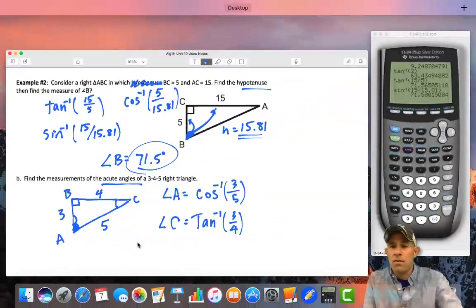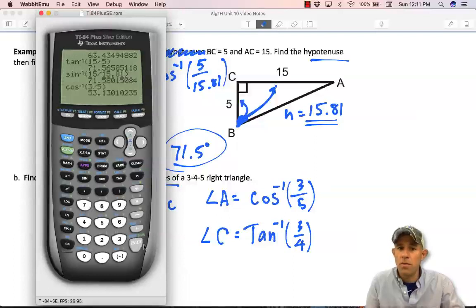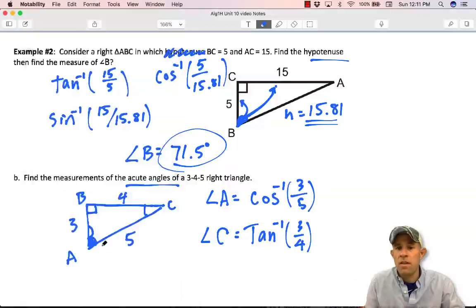All right, let's go to our graphing calculator here and see what we get. We'll take the inverse cosine of 3 divided by 5, or if you want to change that to a decimal, you could do 0.6 as well. That gives me 53 degrees. And next we'll take the inverse tangent of 3/4, or let's just do the decimal equivalent of that, 0.75, and we get 36.8. So 53 and 37 if we're rounding.